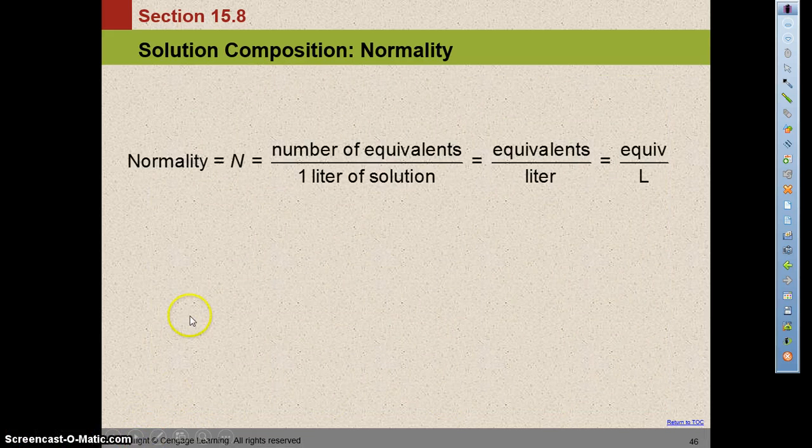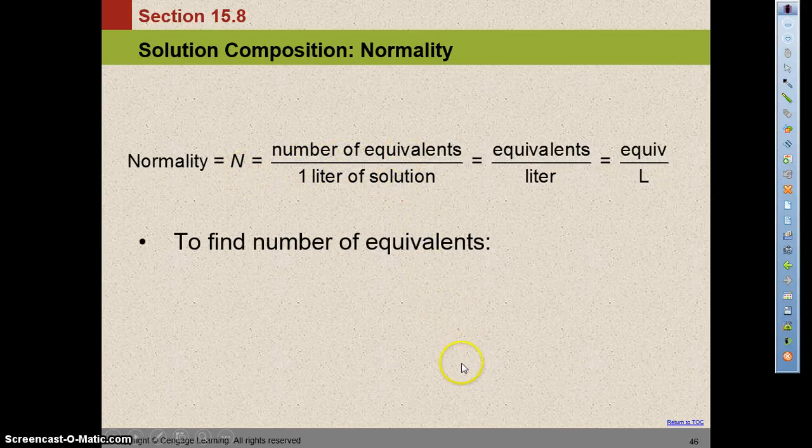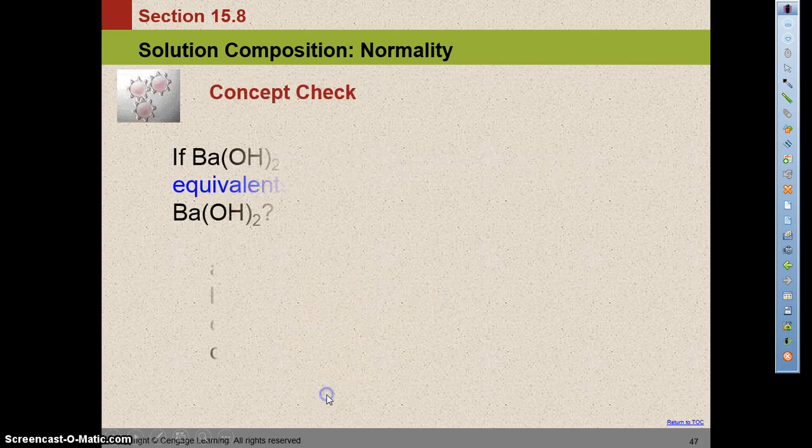Let's look at what normality is when we give it a value. Normality is the number of equivalents per liter of solution. Where molarity was the number of moles per liter of solution, normality is the number of equivalents per liter of solution. To find the number of equivalents, you take normality times the volume: equivalents over liters times the number of liters gives you the number of equivalents. All that is manipulation of normality equals equivalents over liters, just like we worked with molarity as moles over liters, density as grams over cubic centimeters. It's the same mathematical concept.